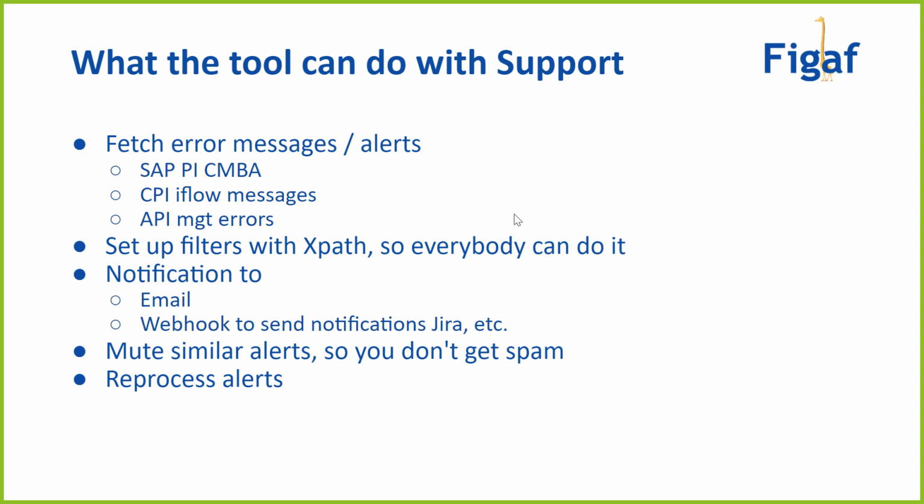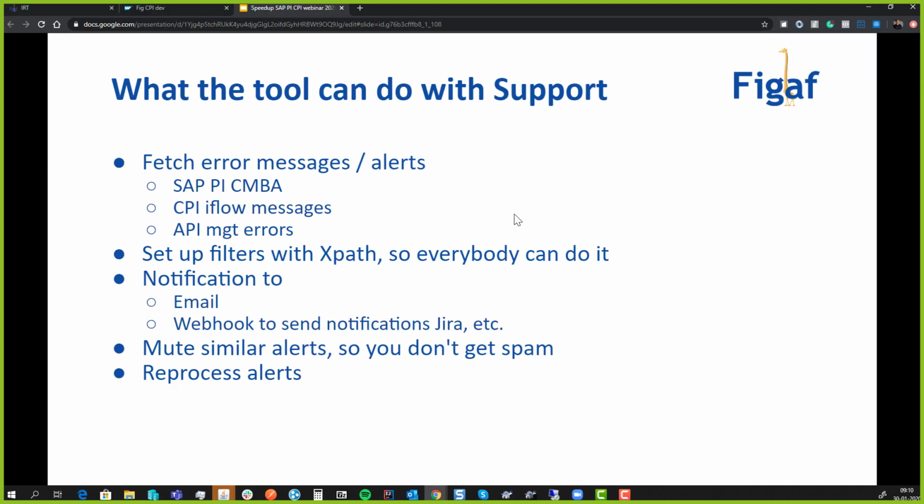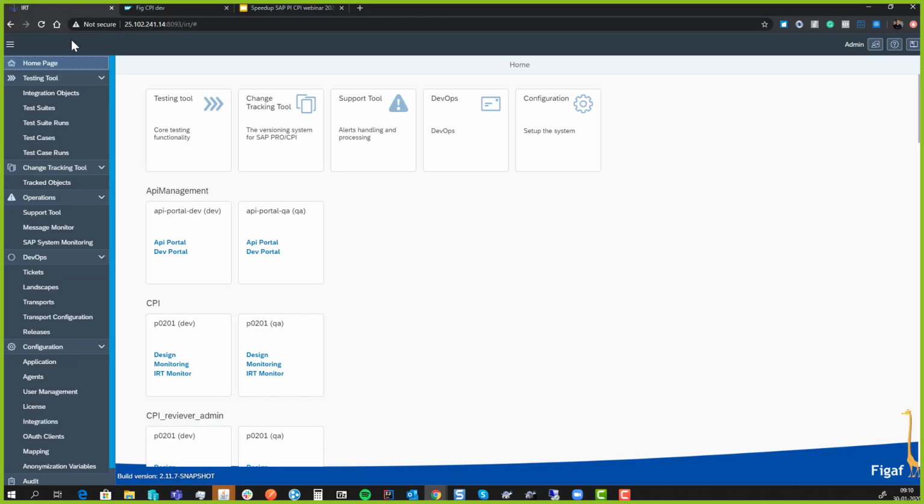One of the cool capabilities is you can mute similar alerts. So if you're getting the same alert within 10 minutes or an hour, you don't want to get information that this specific server is down. You just want to get it once, maybe every hour, and then it has abilities to reprocess some of the flow. So let me just show you what this is able to do.